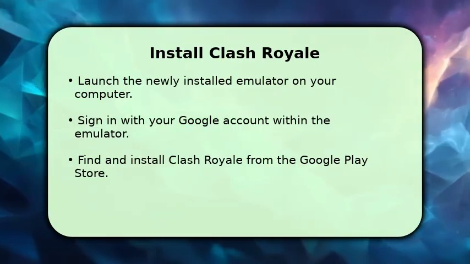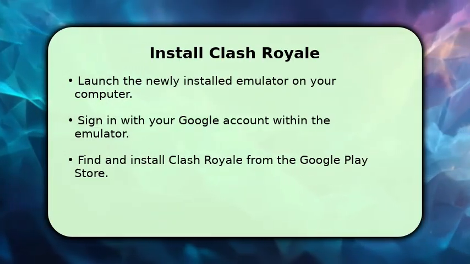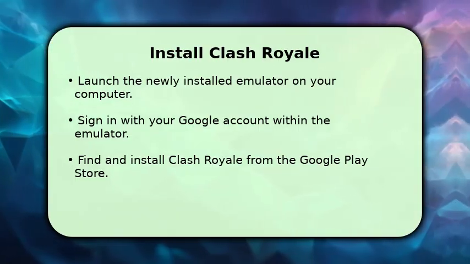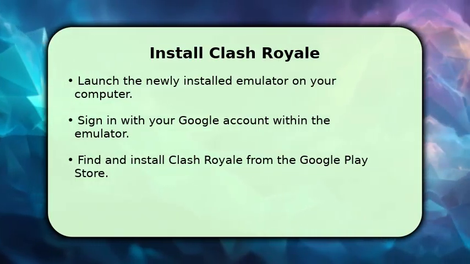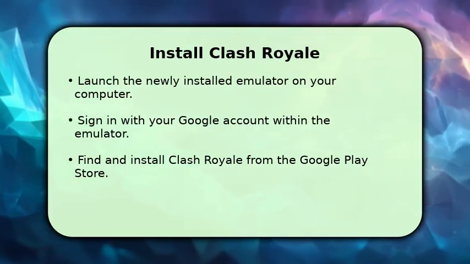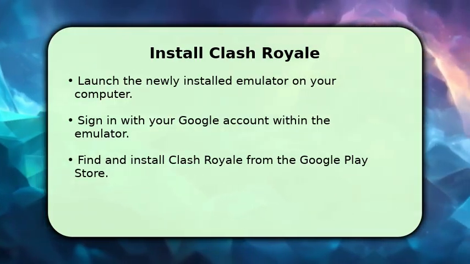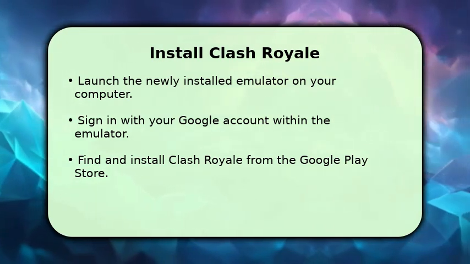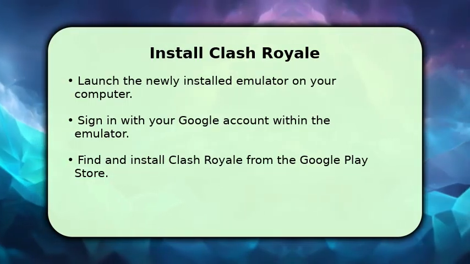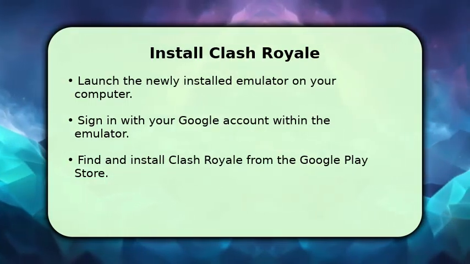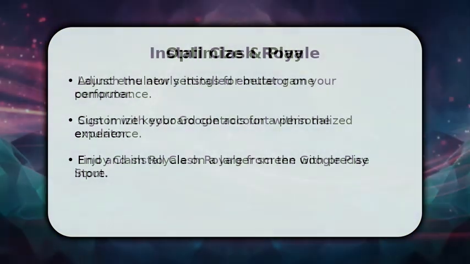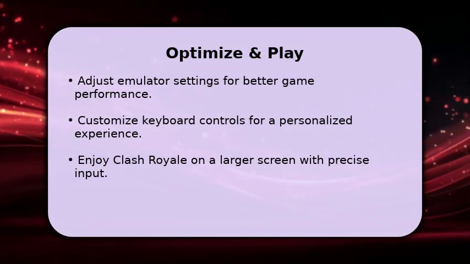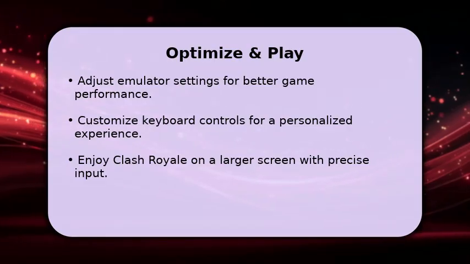After installing the emulator, launch it from your desktop. You'll then need to sign in with your Google account, just as you would on a new Android phone. This step grants you access to the Google Play Store. Once logged in, navigate to the Play Store, search for Clash Royale, and proceed to install the game directly into your emulator environment. With Clash Royale installed, take a moment to optimize your emulator settings.